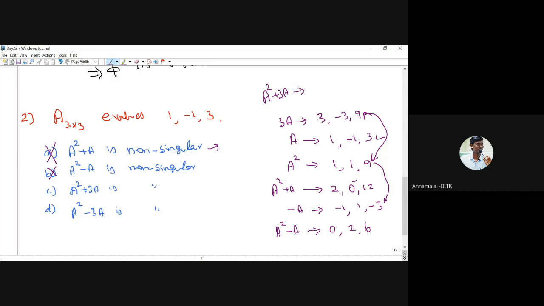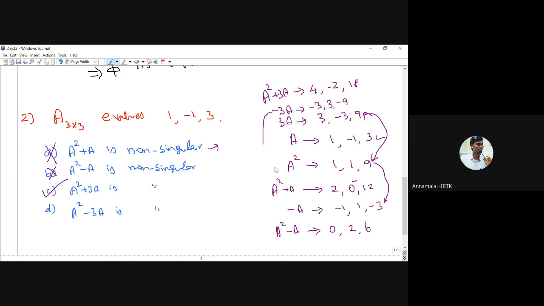A square plus 3a: 1 plus 4 is 4, minus 3 plus 1 is minus 2, and 9 plus 9 is 18. Now all the eigenvalues are non-zero, therefore the determinant is non-zero, therefore a square plus 3a is invertible, therefore it's not singular. But if we take minus 3a, what are the eigenvalues of minus 3a? You have to multiply by minus, therefore minus 3, plus 3, minus 9.